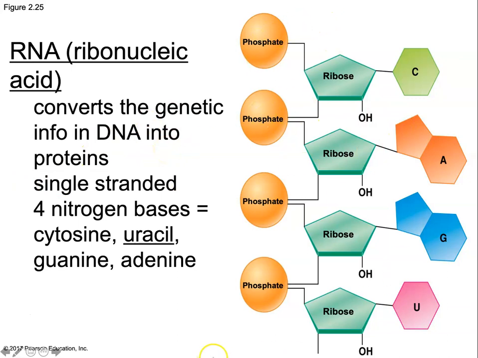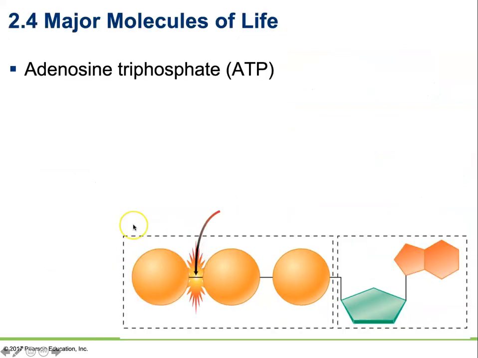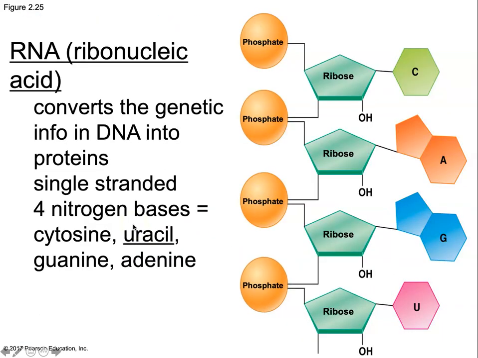It is single-stranded. We do not have a double strand over here. We don't see any hydrogen bonds going off to another strand. And it's going to have 4 nitrogenous bases as well: cytosine, guanine, adenine, and uracil. Uracil is going to be the difference here. We no longer have thymine, but uracil replaces thymine. So that's our DNA, our RNA.